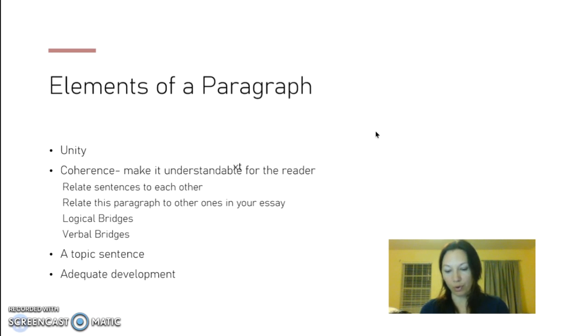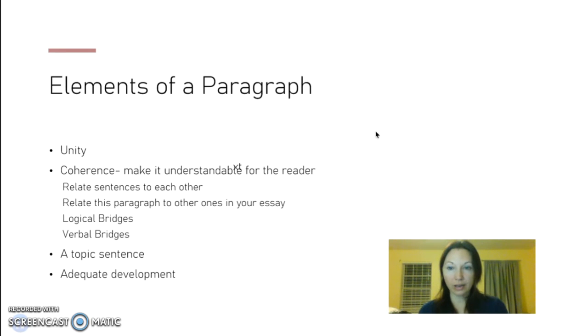So for example, for a logical bridge, that would be if you continue to mention the same idea throughout your body paragraph, wording most of your sentences with the same word or main idea of that body paragraph, making the ideas or the sentences or the phrasing you use in parallel form. So just making sure that you are repeating that idea so that the paragraph is coherent and unified.